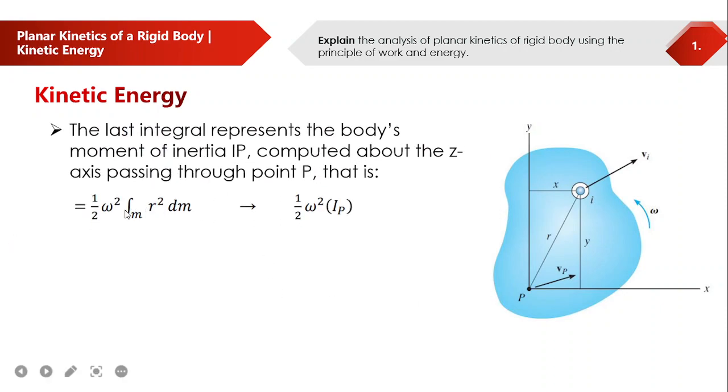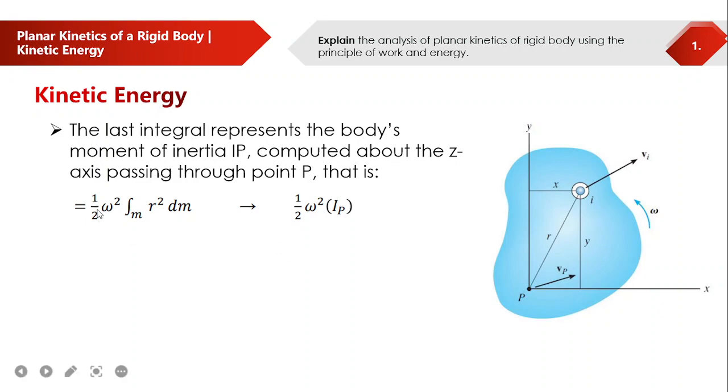Medyo familiar na 'to kasi when we talk about the moment of inertia. Ito yung formula niya. So, if you recall that one, it is only the moment of inertia I sub p computed about the z-axis na passing through sa point P natin, kumbaga papunta sa inyo, okay? Or papunta sa likod. Either way, basta z-axis, okay?